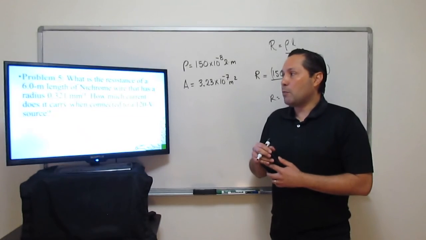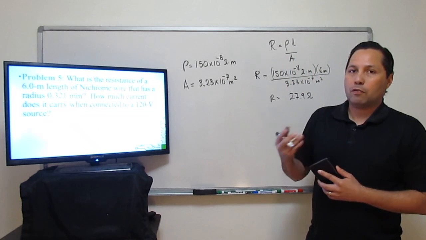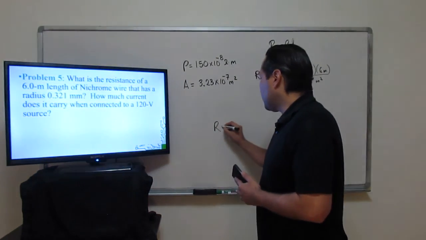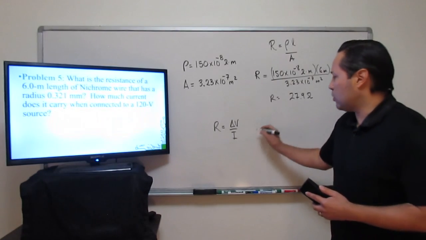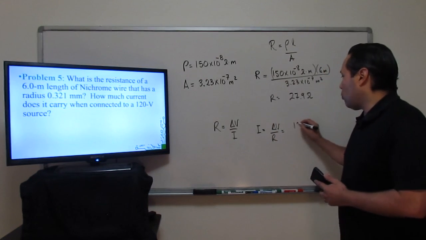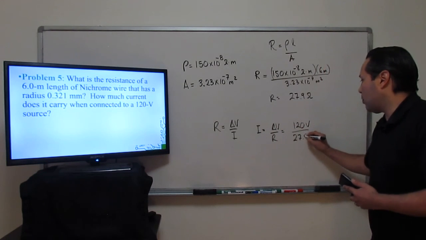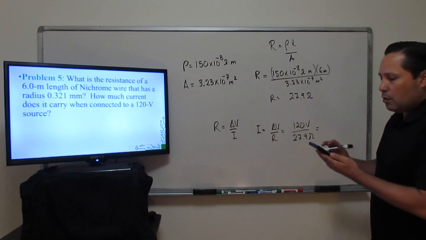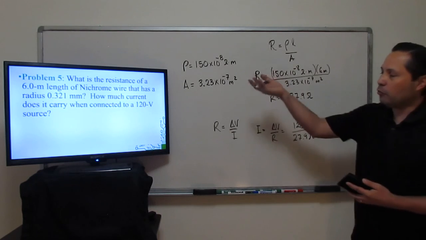Part 2, they ask you, how much current does it carry when connected to a 120 volt source? We know that resistance is the potential difference over the current. So we're going to rearrange this because we want to solve for the current. It's going to be the potential difference over the resistance. So we have a source of 120 volts divided by a resistance of 27.9 ohms. That's going to give us 4.3 amps. That is the second part of problem 5.